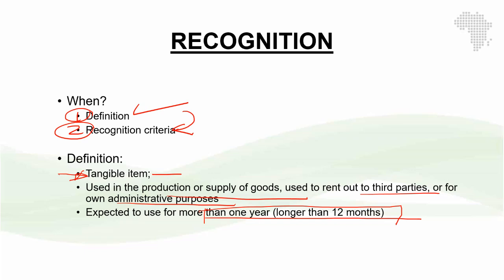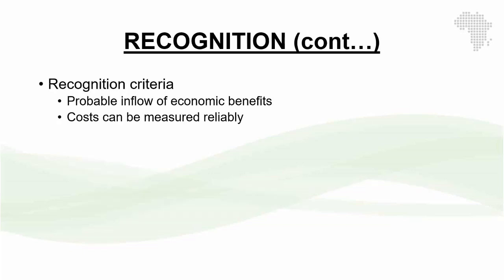So we've determined we meet the definition criteria. Now we need to look at what the recognition criteria are. First of all, it must be probable that we will have an inflow of economic benefits. So whatever asset we purchase, this asset must generate economic benefits for us in the future. These benefits can be direct or indirect. In other words, it can directly lead to revenue.